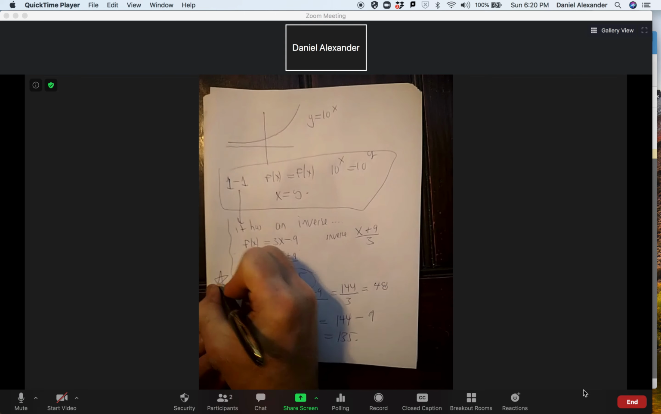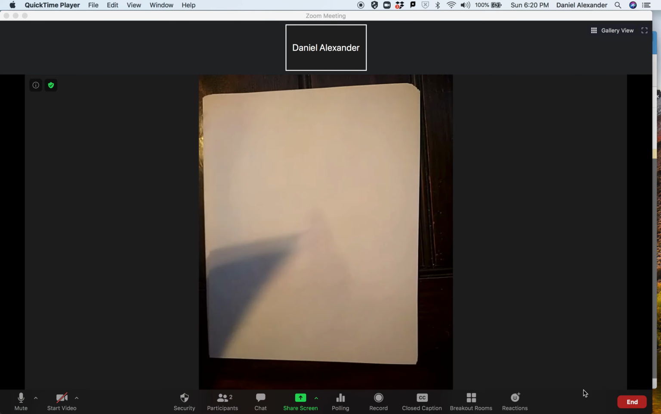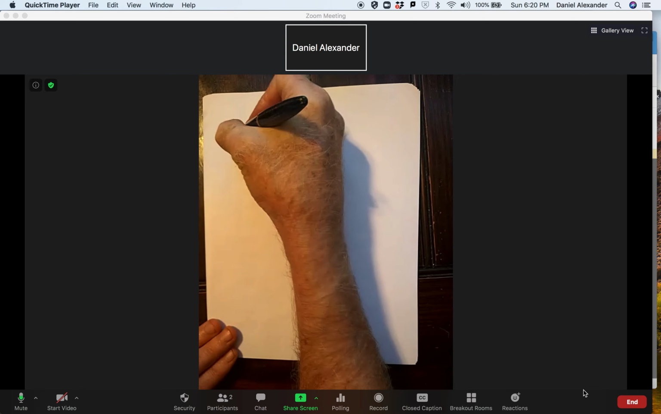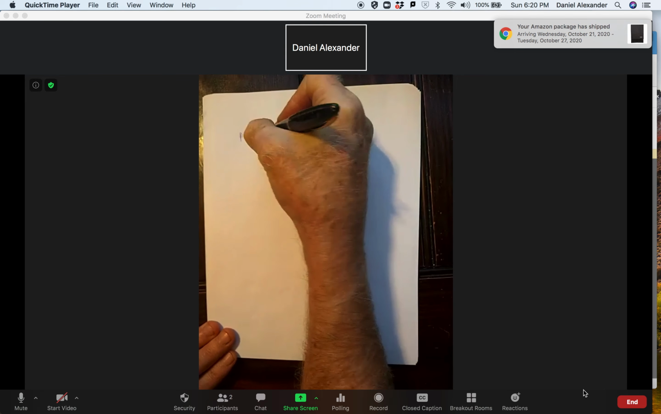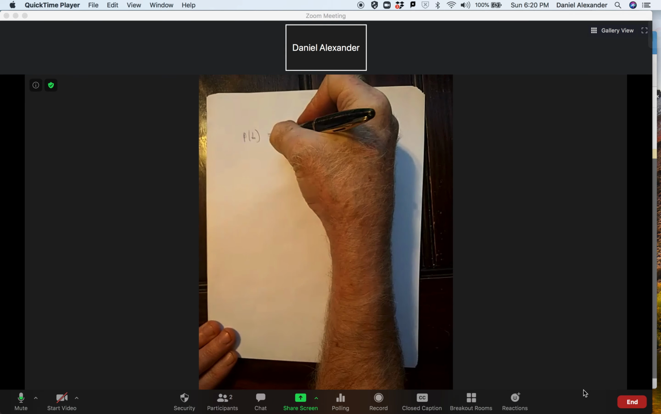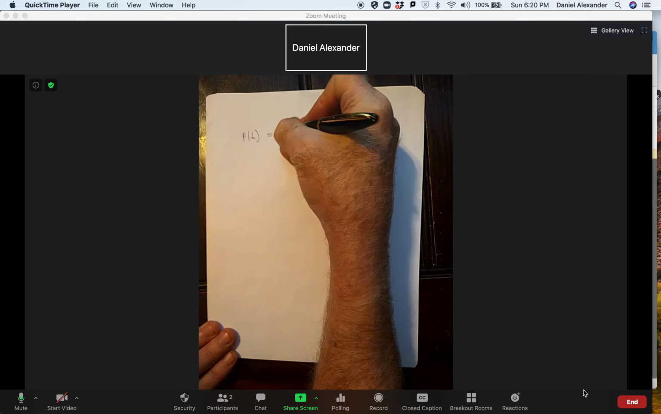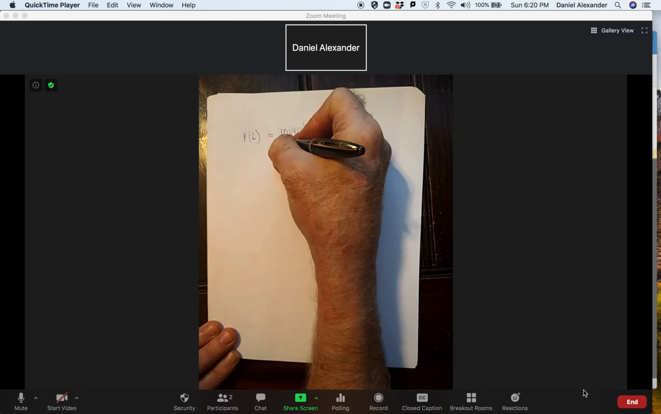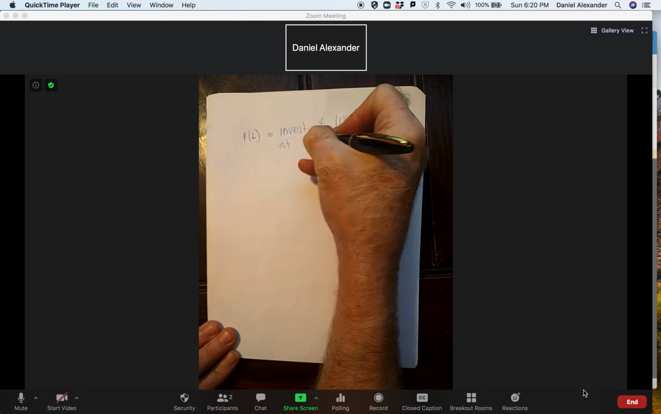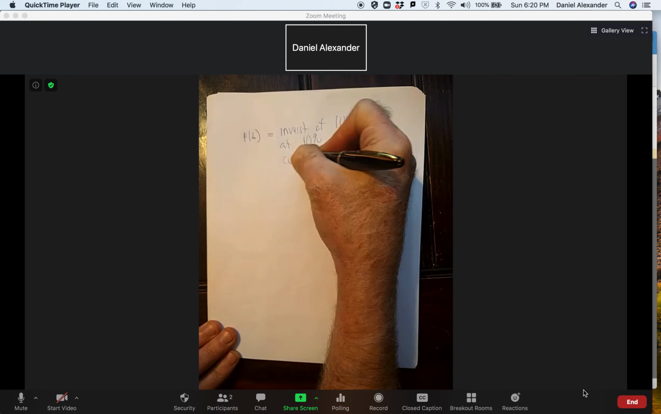That's very important. Here's an example that we're going to look at a couple of times. Let's say we have this function p of t, an investment of $1,000 at 10% compounded annually.